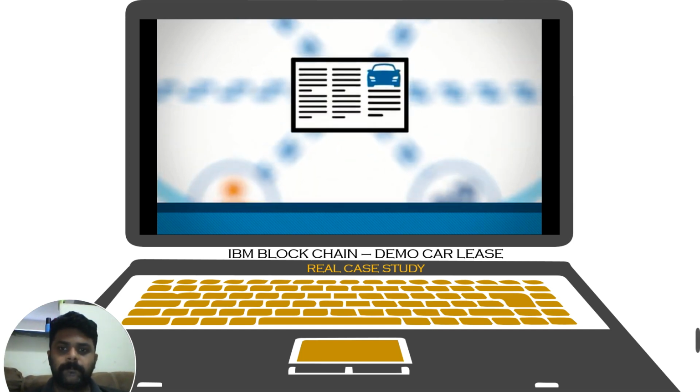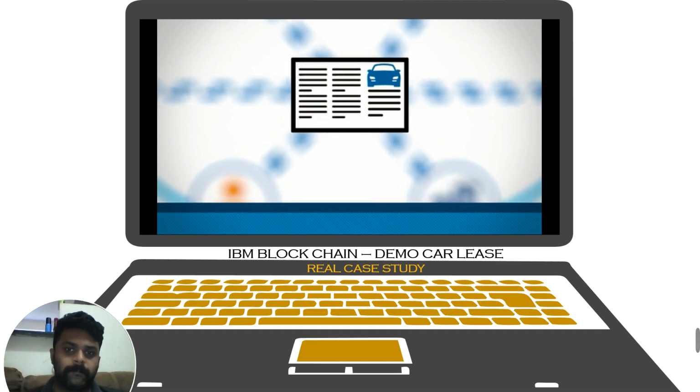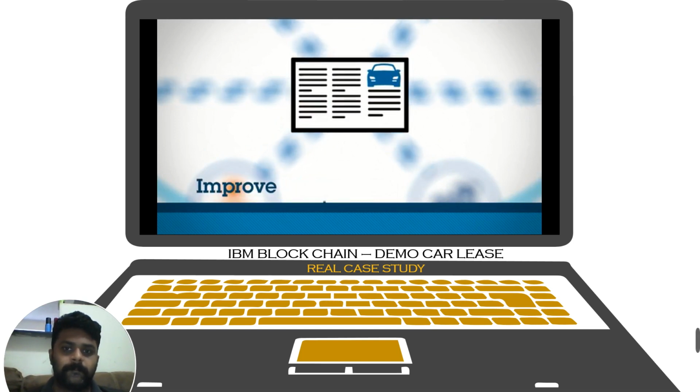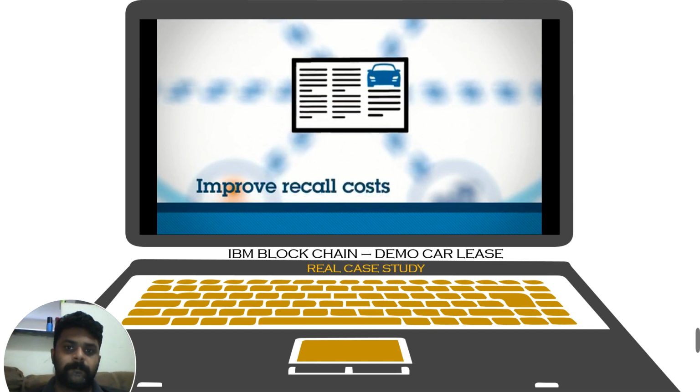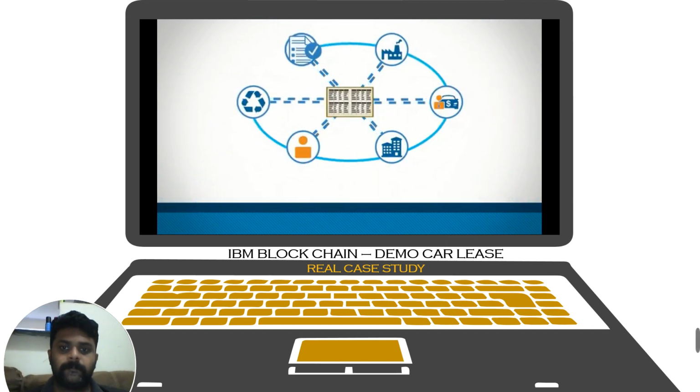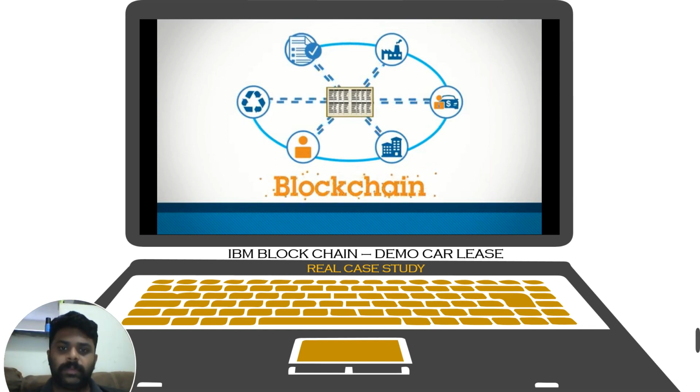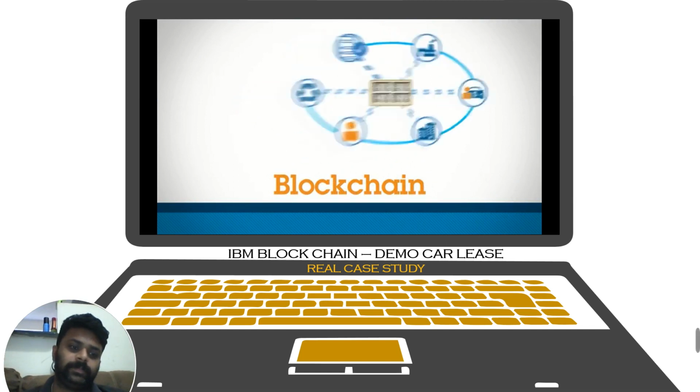Imagine one agreed view of the complete vehicle history and how this would improve service, warranty, and/or recall costs, by providing an agreed shared record of vehicle information as it's transferred across the supply chain. Blockchain solutions from IBM can deliver just that. Let's take a look at how this would work.